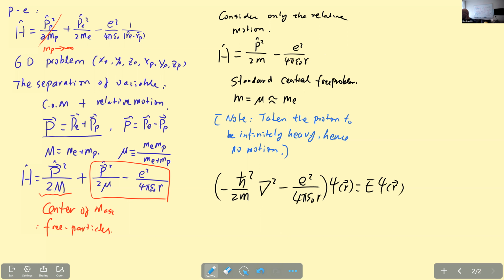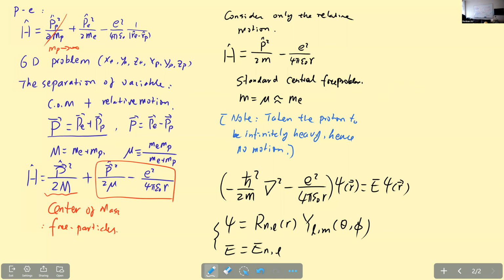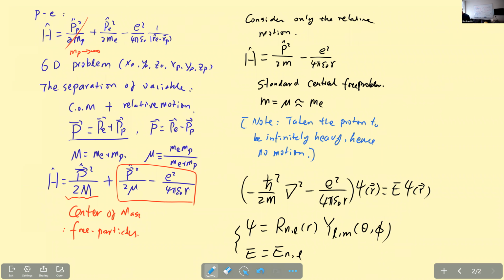Okay. And then we know that this psi can be written as R_{nl}(r) Y_{lm}(theta, phi), right? And this energy can be written as E_{nl}. We already know that from the central force problem, right? But actually, we can know more, because of this special 1/r potential of the hydrogen atom. So that is the general formulation of this hydrogen atom problem.